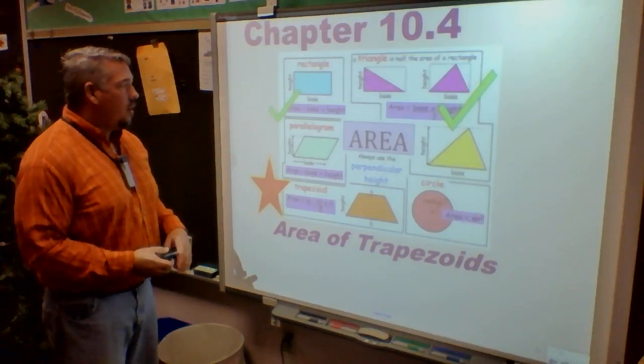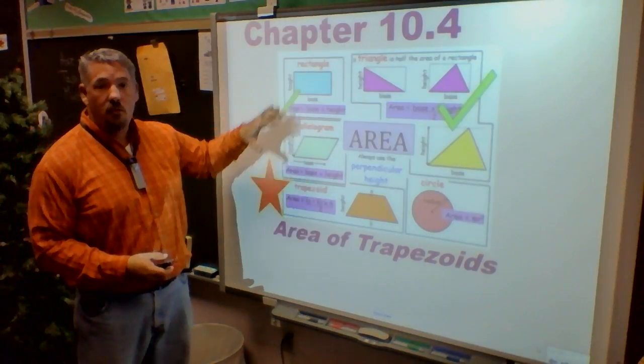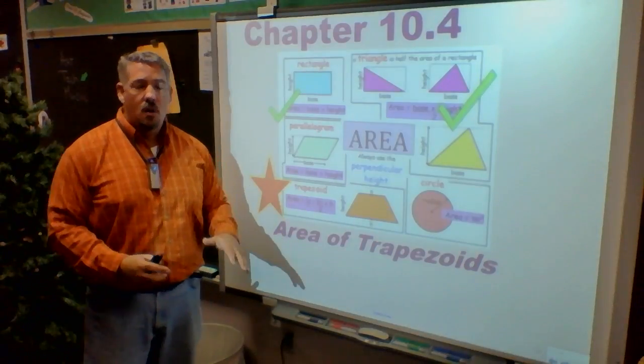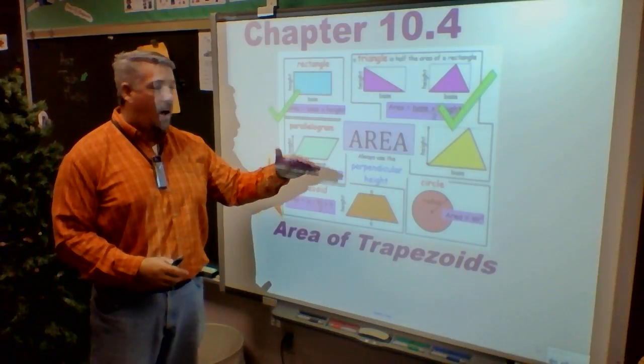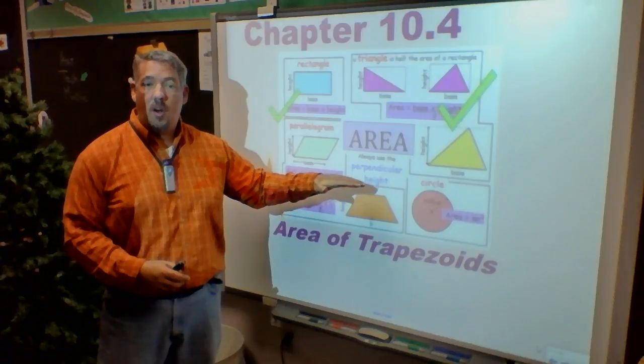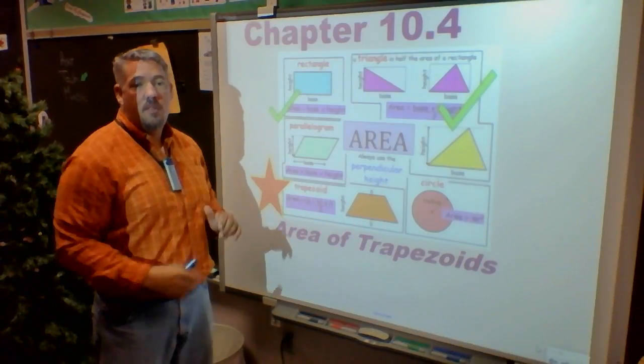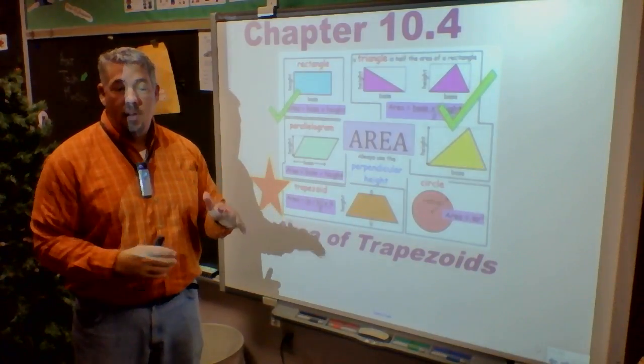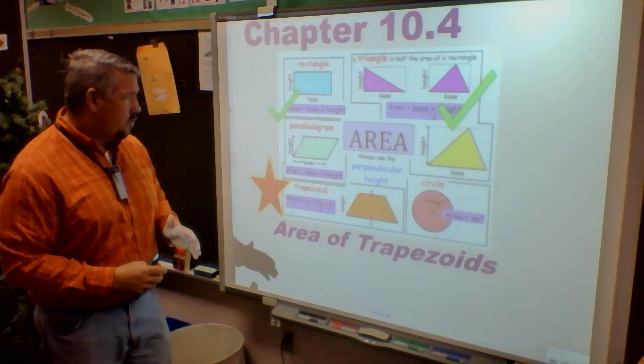When we got into area, we talked about doing rectangles and parallelograms and squares. We talked about having a base times a height, always having that perpendicular height, that right angle that indicates where the height is going to be and what two lengths we're going to use.